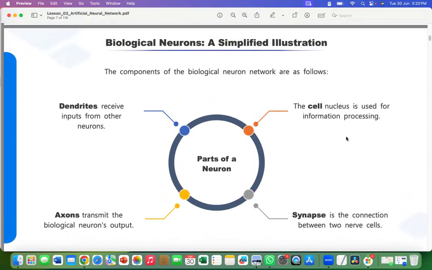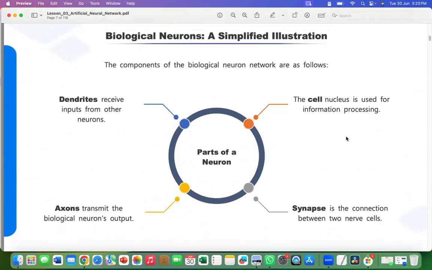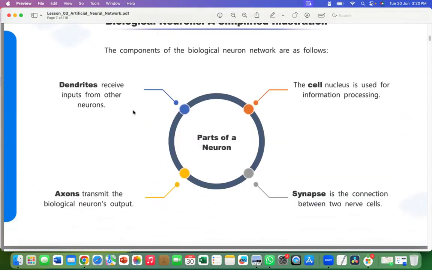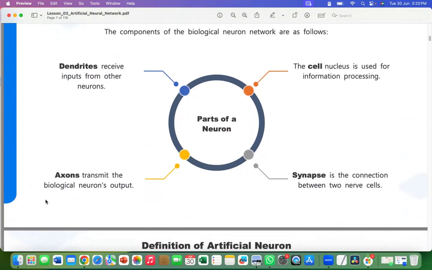Now, if we simplify the illustration, then what happened? The components of this biological neural network, we have dendrites. You can see in this diagram, a dendrite, right? Dendrites receive inputs from the other neurons. Okay. And axons transmit the biological neuron's output, and the cell nucleus is used for information processing, and synapse is the connection between two nerve cells.